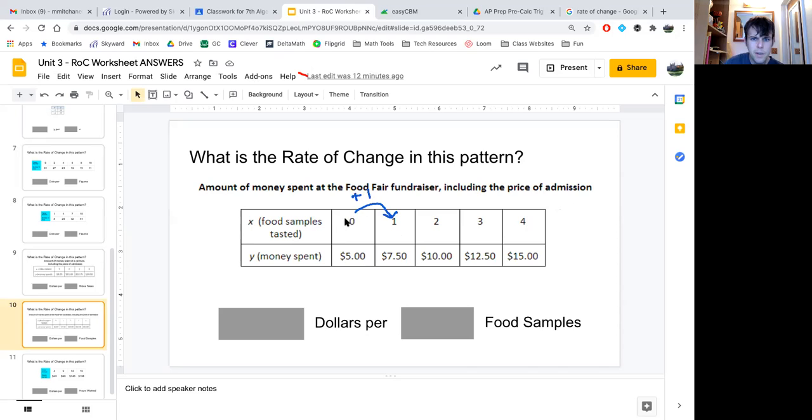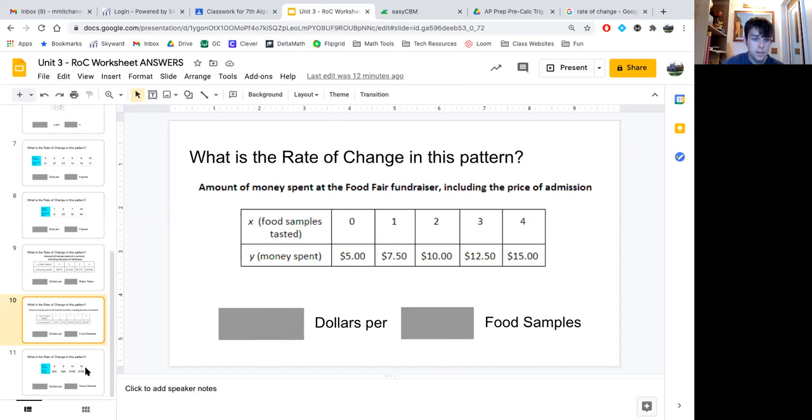So we're increasing the number of samples by 1. So we're sampling a new place. A food fair fundraiser, I guess maybe we could think about this as more like the Taste of Champagne or something like that, where you go in and get a sample of food. Anyway, let's see. We're going from $5 to $7.50. That's a $2.50 difference, right? We're increasing by $2.50. It's a constant rate, so it is increasing by $2.50 per one food sample. And again, that's already a reduced rate because it's per one. That's our rate.